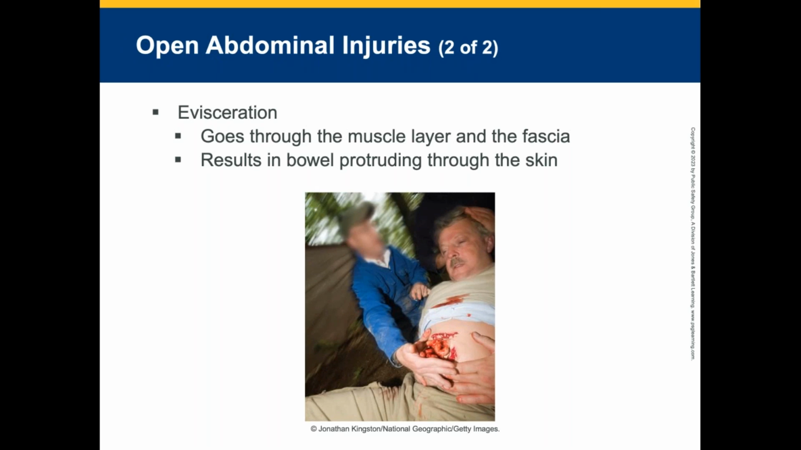So in evisceration, this goes all the way through the skin and the muscle layers, through the fascia, resulting in bowel protruding through the skin. As you can see in this area here, this can be caused by something as simple as a laceration causing the organs to come out, or a patient who just had recent abdominal surgery. I've seen patients sit down, sneeze, rip open the sutures, and out come the abdominal organs. I've seen that happen more than I probably should have.